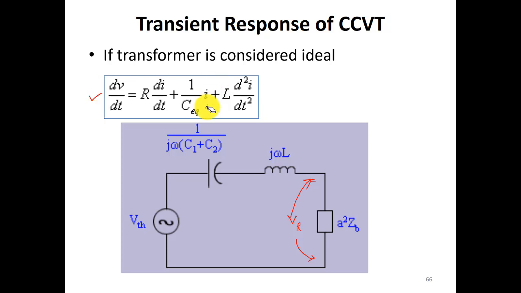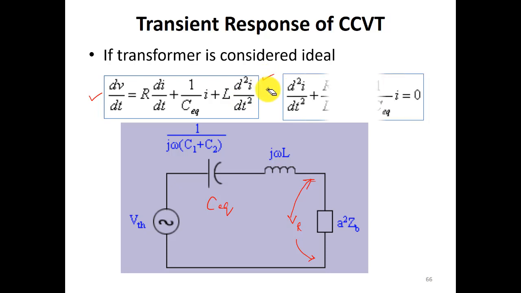1 by C equivalent. C equivalent is this, right? This is your C equivalent and this is L. So 1 by C equivalent I plus L d square I by dt square, right? You can write this very easily, because it is a simple RL circuit.